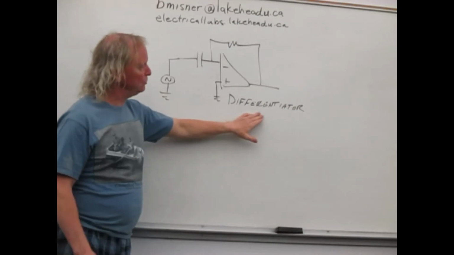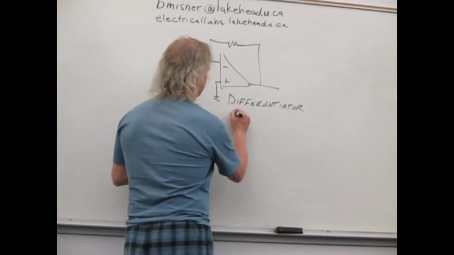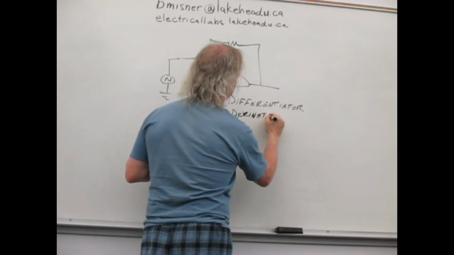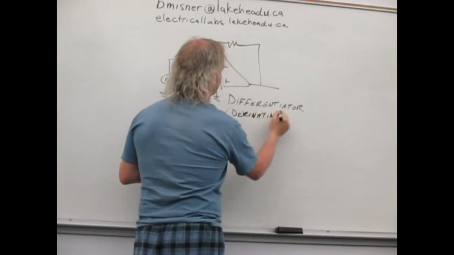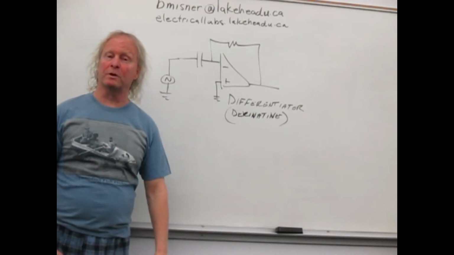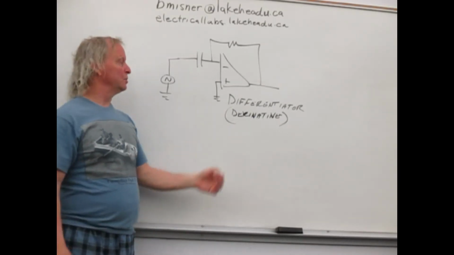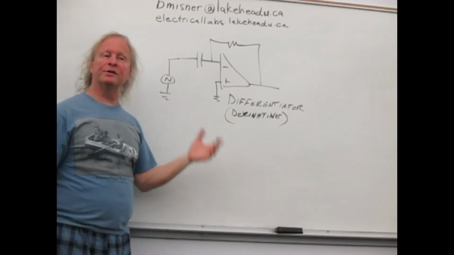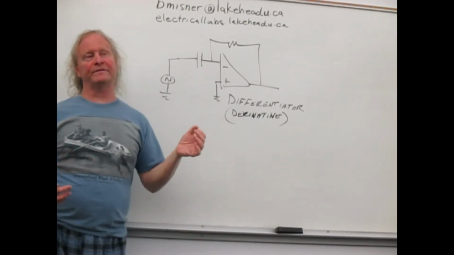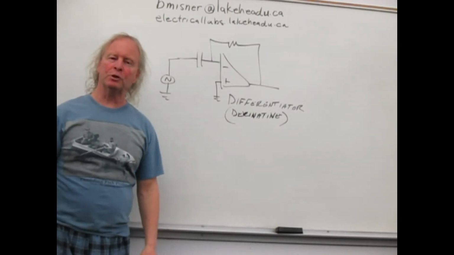And the other thing is, the differentiator is going to take the derivative of the signal. So I'm going to feed in these different waveforms and see if the output is the derivative of the signal. So what's a derivative? The derivative is the rate of change. When we look at our signal, we have to figure out what the rate of change of the input is, and then what the output should look like.